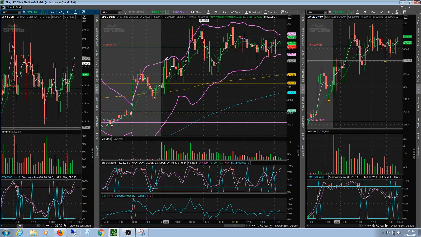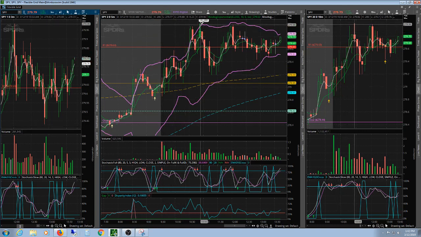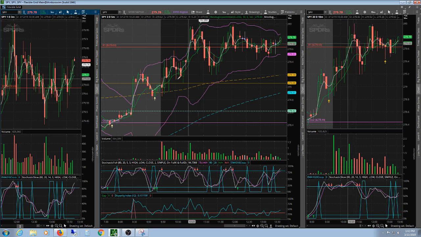We did get a little bit of a pullback after this, but it still ended up being okay, you would have been fine if you would have held all the way to here. And you see we hit 280, and that was it. We couldn't break over that today, at least not yet.